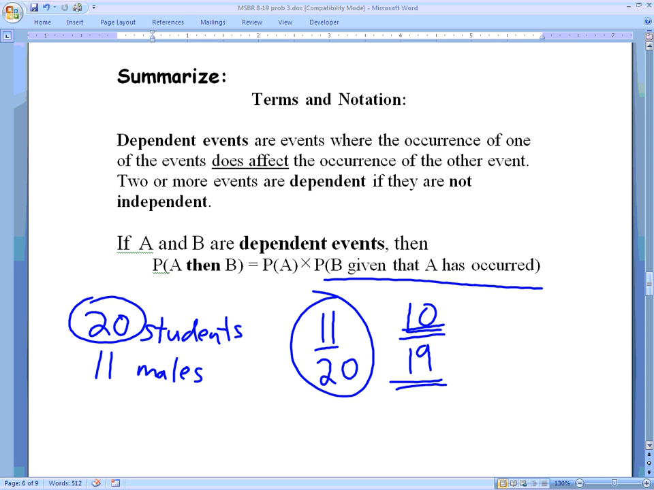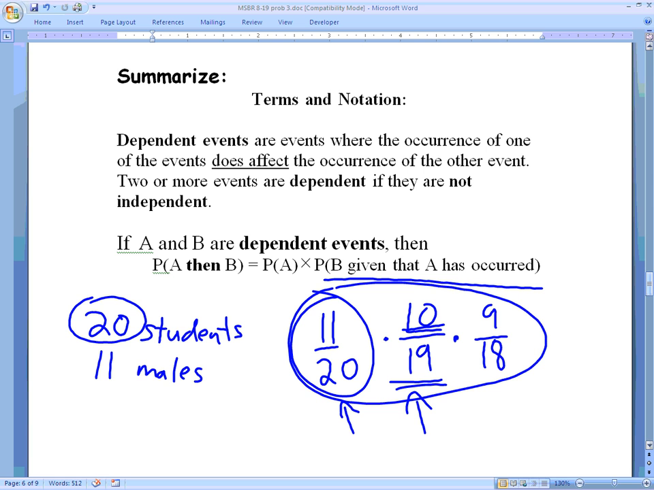Now, if they went back to the other one, what's the probability of the original captain picking another male? Well, now we're down to 18 total students because 2 have already been picked. First one was picked here, second one was picked there, so we're short 2 students, and we're short 2 male students. So now it would be 9 out of 18, and so on and so forth. And then we would just multiply those together. So what's the probability that the first 3 picks were all males? We would just multiply these 3 fractions together, and that would be the idea of dependent events.